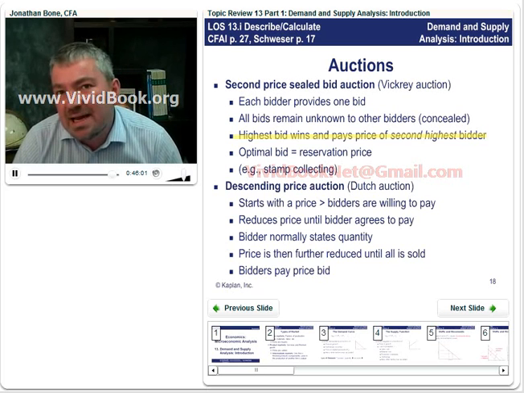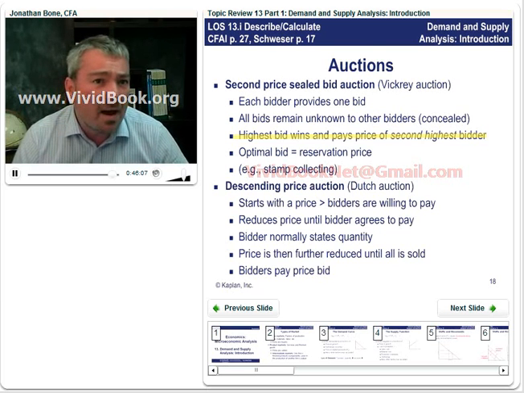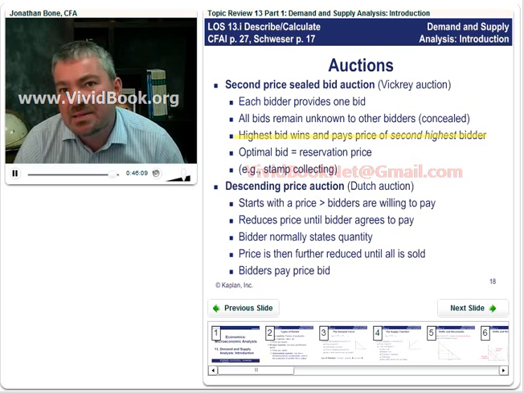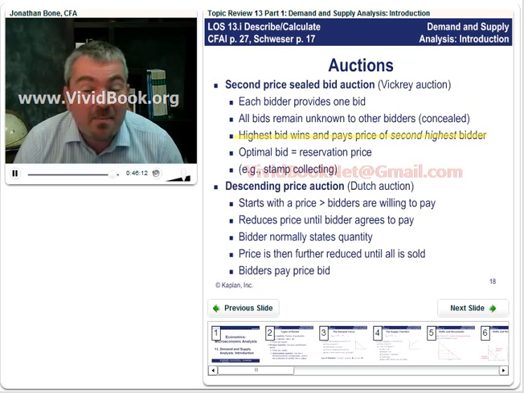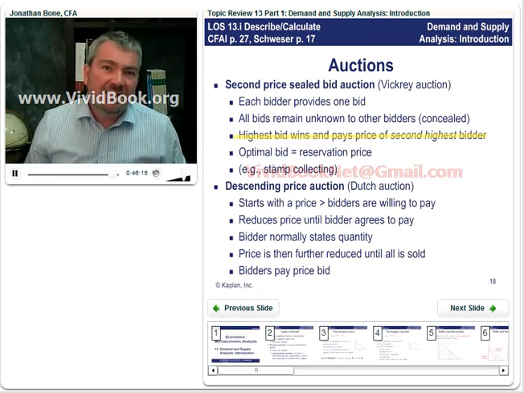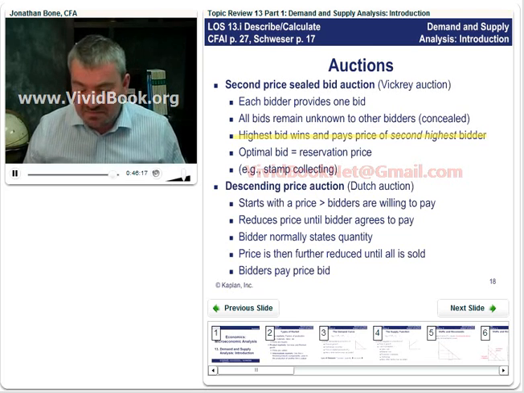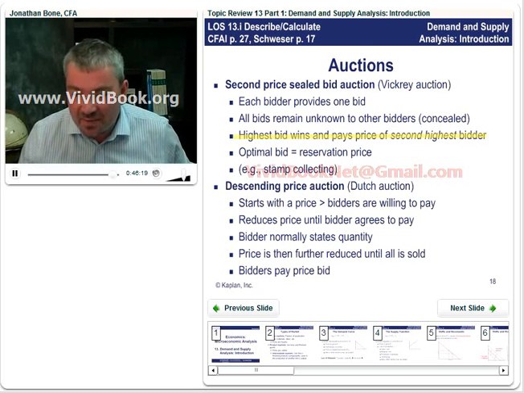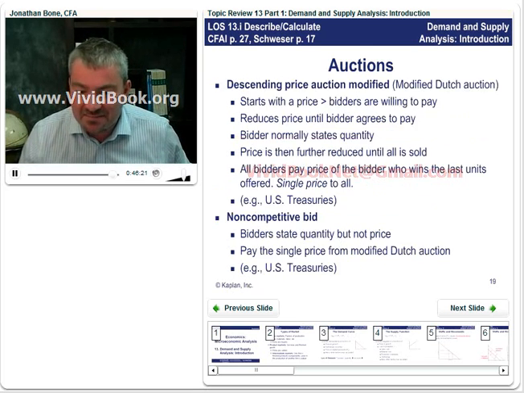Whereas, of course, the danger in the normal sealed bid is, if you bid your reservation price, that could be way higher than what the second highest person has bid, and then you feel that you've bid too much. And apparently, stamp collection is done by Vickrey auctions. You have no idea about that, but we'll accept that to be a fact.